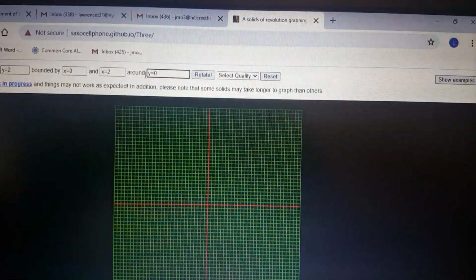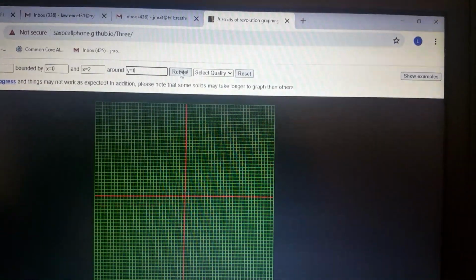Okay, now you can see it. All right, so I'm going to rotate y equals x plus 2 and y equals 2, the two functions, the upper function and the lower function. It's bounded by x equals 0 to x equals 2, that's the x interval, around y equals 0. Y equals 0 is the equation for the x-axis. Now I'm going to click on rotate.